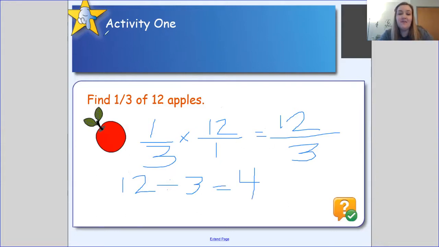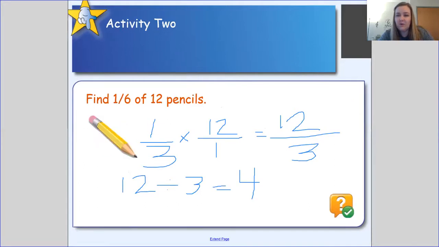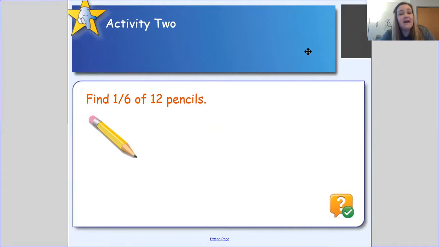Okay, let's try another one, and let's try these out, because this is what your homework's going to be today. Let me clear my screen there. Okay, so 1/6 of 12 pencils. I'm going to do the same thing. I'm going to put my fraction. I'm going to times it by 12.